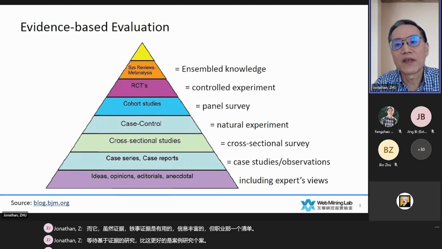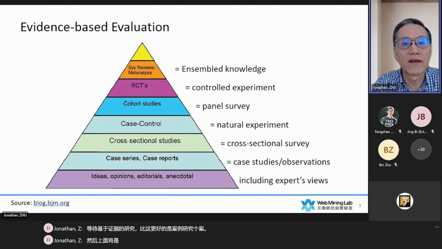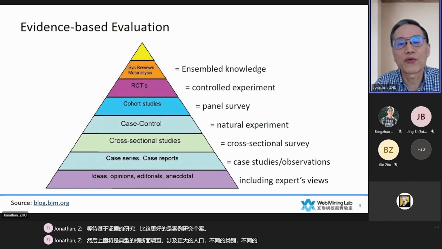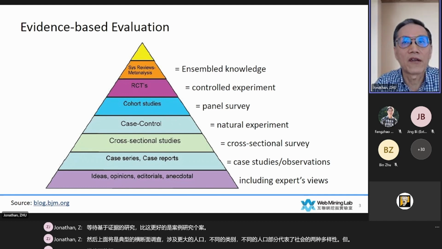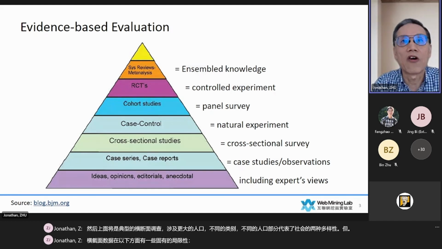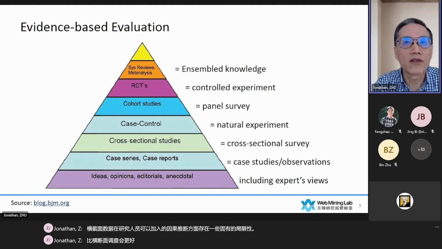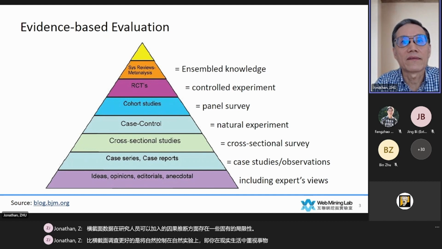And then above it would be the typical cross-sectional survey that involves large population, different categories, different segments of the population, representing the true diversity of the society. But cross-sectional data have some inherent limitation in terms of the causal inferences that researchers can draw. Then better than cross-sectional survey will be a controlled or natural experiment that evaluates things in real life rather than selected opinions from survey samples.